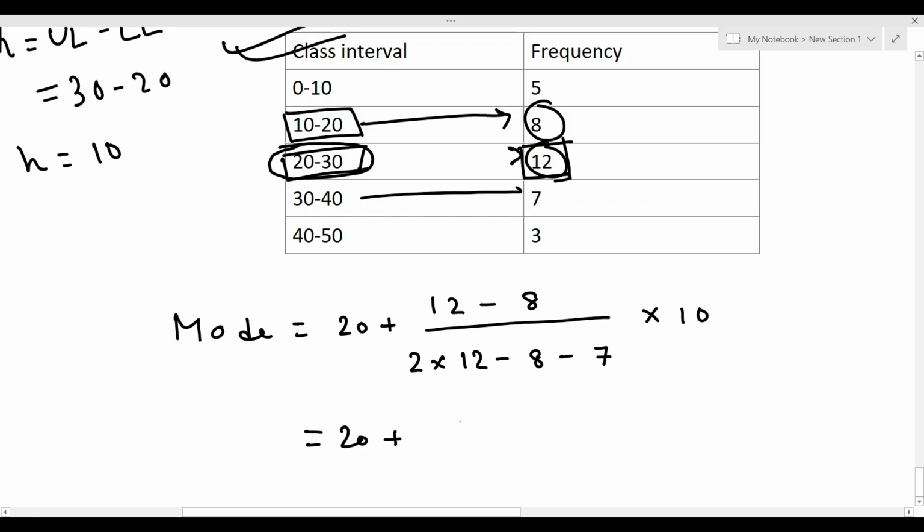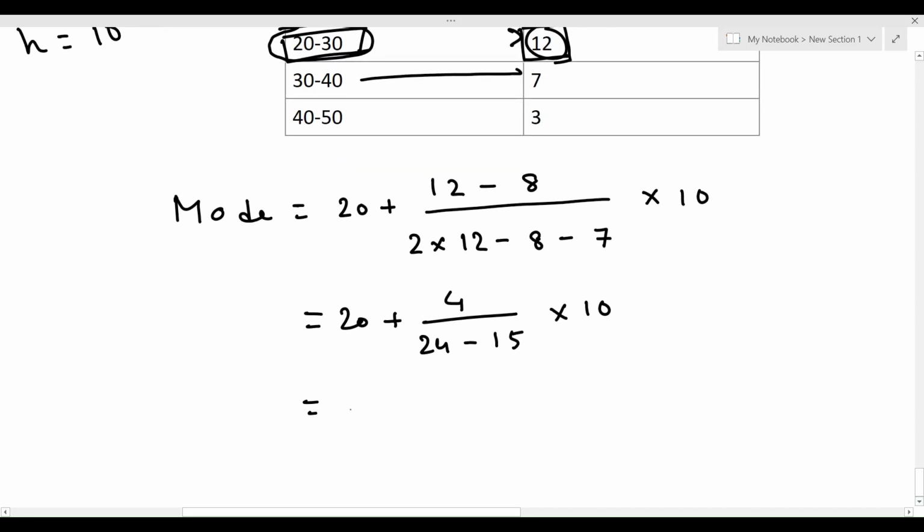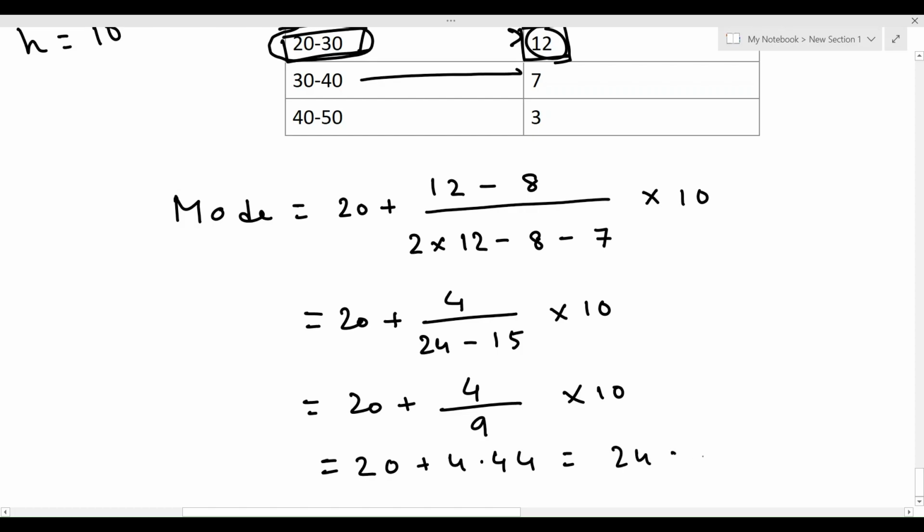Now we have to simplify this portion. It will be 24 minus 8 minus 7, that is minus 15, into 10, that is 20 plus 4 by 9 into 10. Together it will be 4.44, that is 24.44. So this is the mode of our data, which is 24.44.